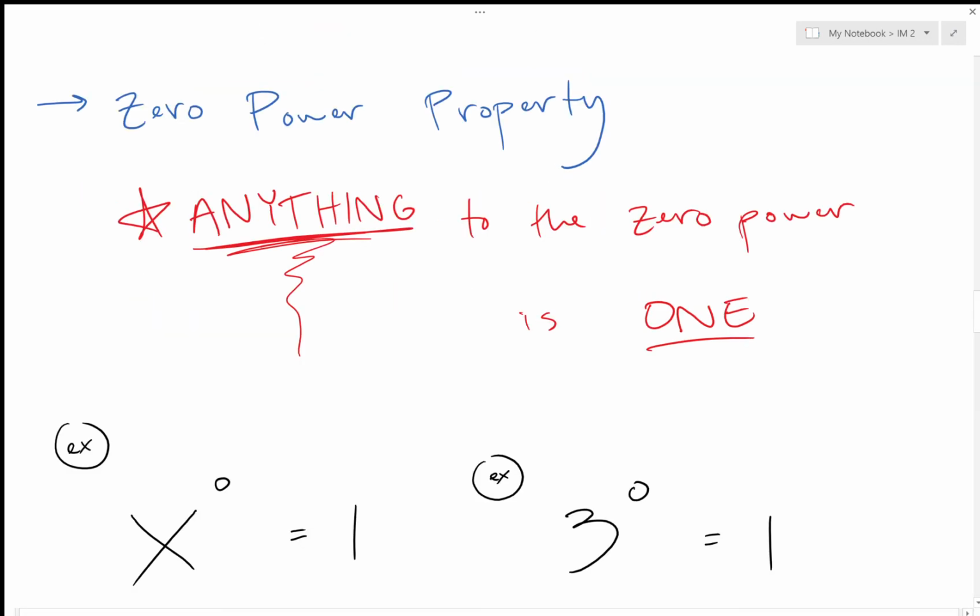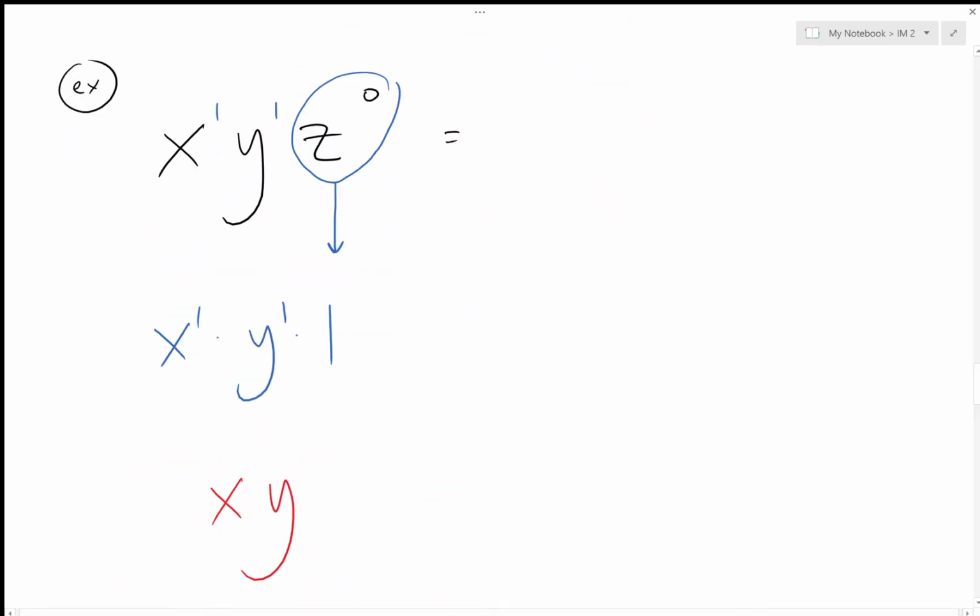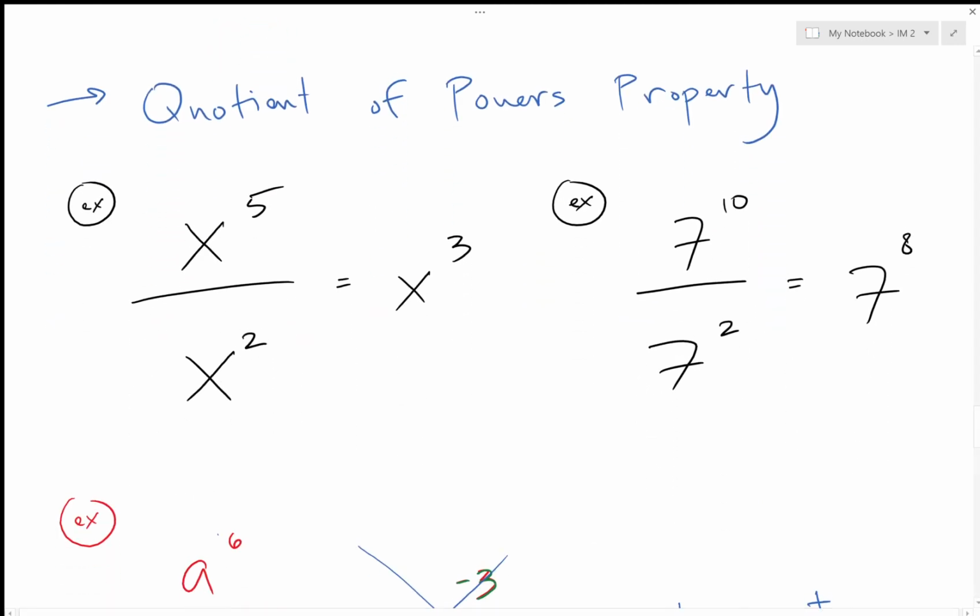And finally, a little bit of the longest rule down here was the quotient rule, where we compare top and bottom, and the big one always survives. Okay? If it's bigger on top, we leave it on top, and then we say how much bigger it is. Same thing with on the bottom.